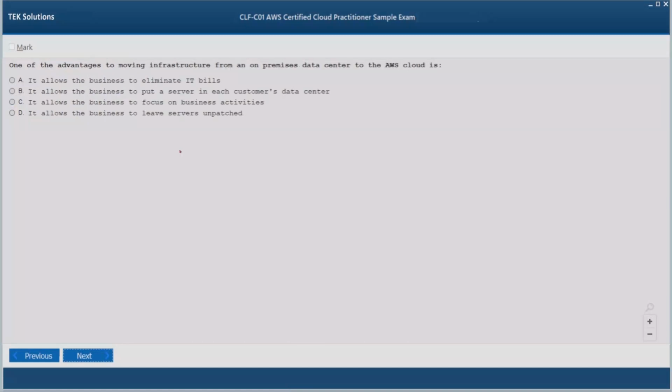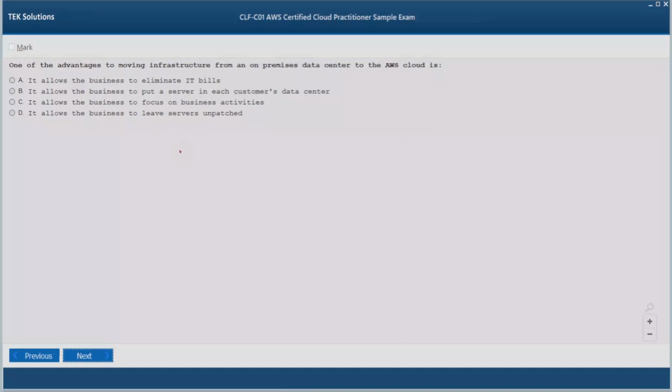One of the advantages to moving infrastructure from an on-premises data center to an AWS cloud is: option A, it allows business to estimate IT bills. B, it allows business to put a server in each customer's data center. C, it allows business to focus on business activities. D, it allows business to leave servers unpatched. So what is the advantage of moving from an on-premises data center to the AWS cloud?